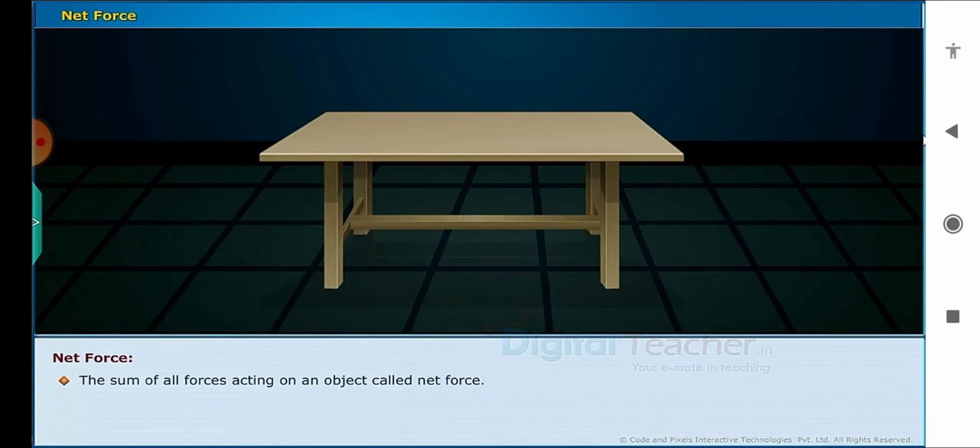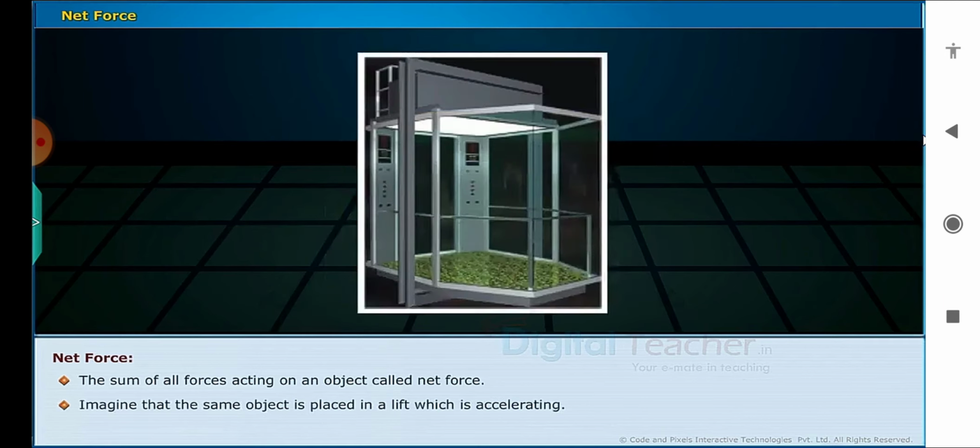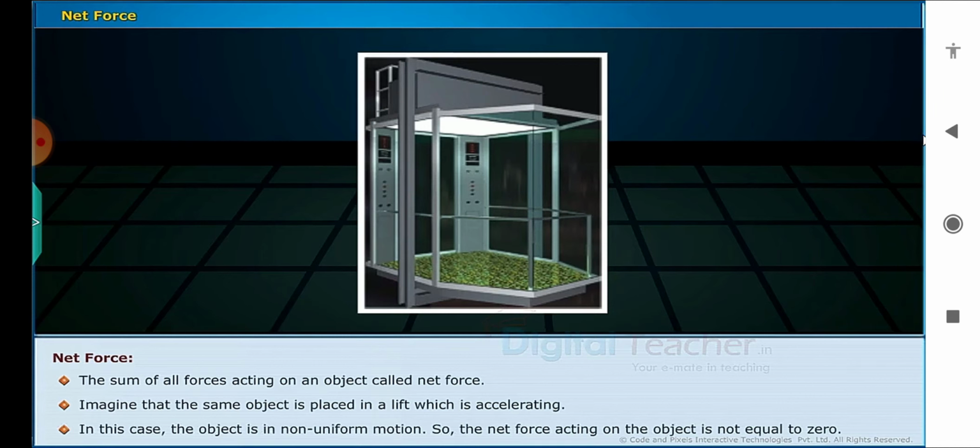The sum of all forces acting on an object is called net force. Imagine that the same object is placed in a lift which is accelerating. In this case, the object is in non-uniform motion. So, the net force acting on the object is not equal to zero.